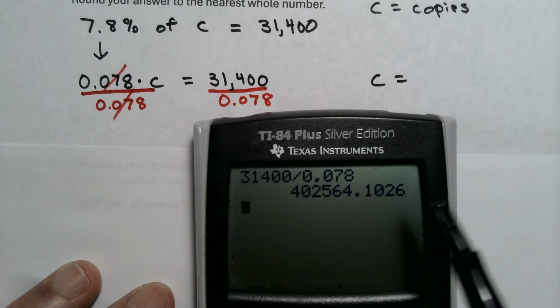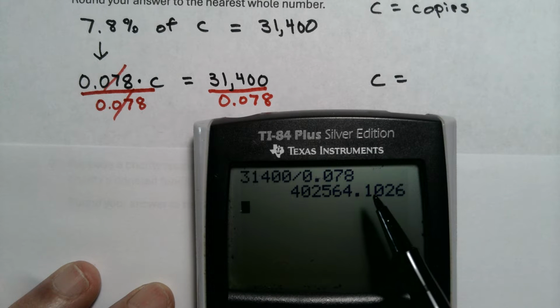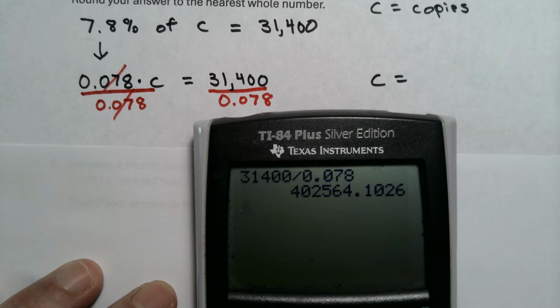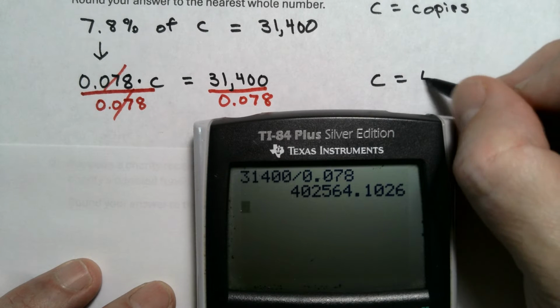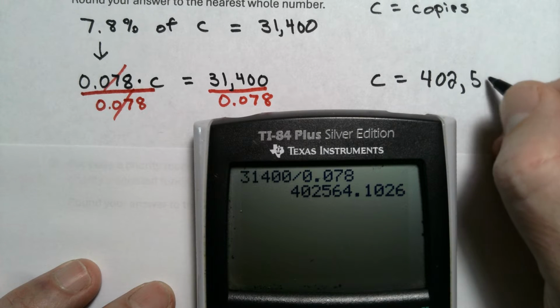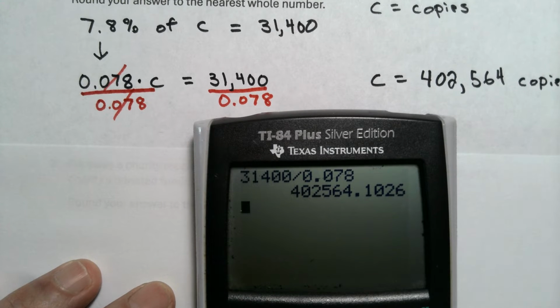402,564. And it does say round to the nearest whole number. So since this is a 1 on the right side of the decimal, we're just going to leave this number alone. We're not going to round it up. We're just going to leave it as it is. So that's 402,564 copies. Okay, let's try the next problem.